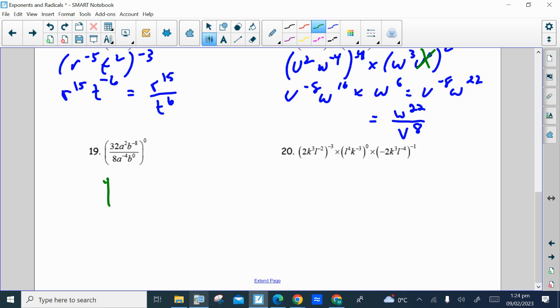The answer is 1. All right, we're looking at number 20. Again, that middle part is raised to the power 0. So this whole thing is really 1. And multiplying by 1 changes nothing. So we can forget about that middle part.